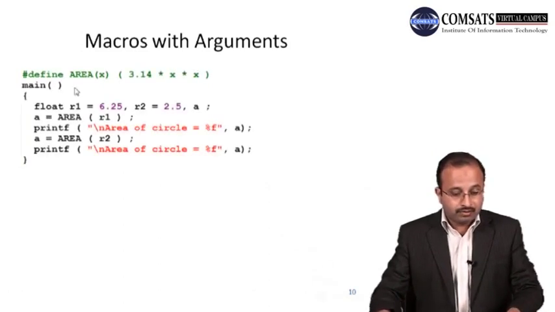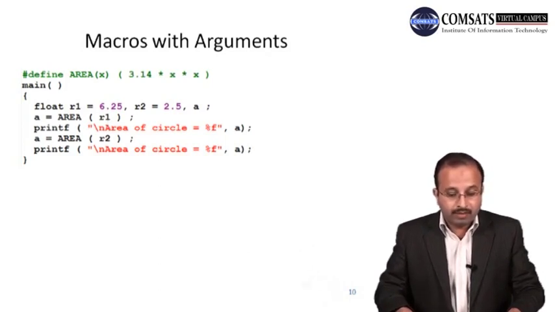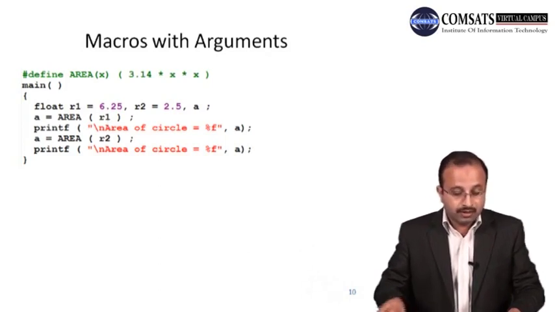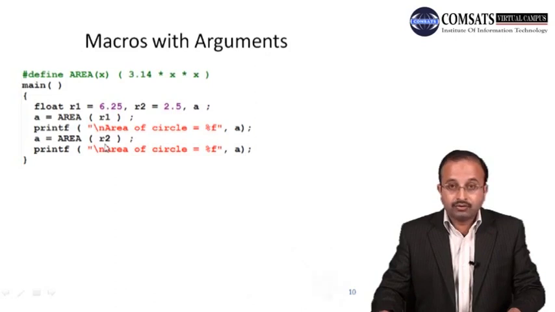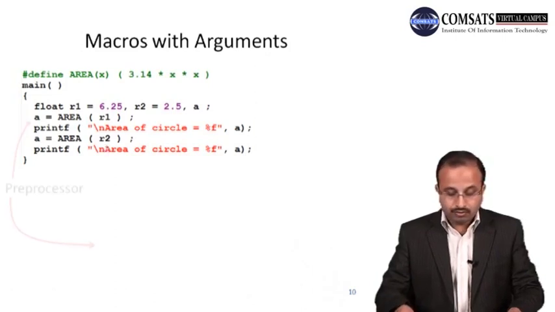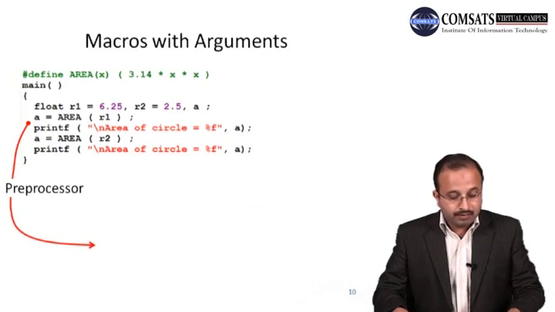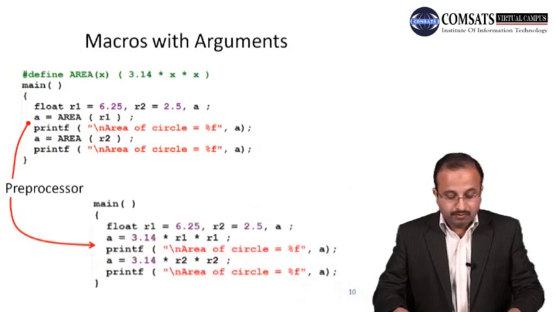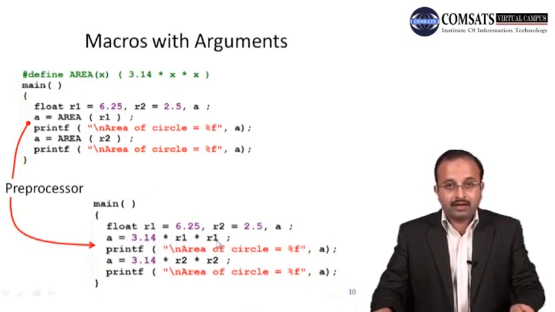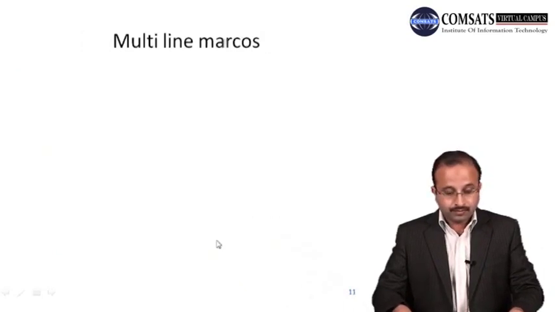So it's most likely a function call. What will happen? It will look for AREA x, so AREA r1. Instead of area r1, it will write 3.14 multiplied by r1 multiplied by r1. Now here you are calling area r2, so it will write 3.14 multiplied by r2 multiplied by r2 and then pass the code to the compiler. So in the preprocessor phase, it resolves all the macros, and this will be the code that will pass to the compiler.